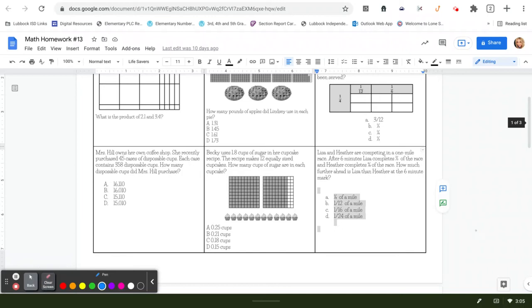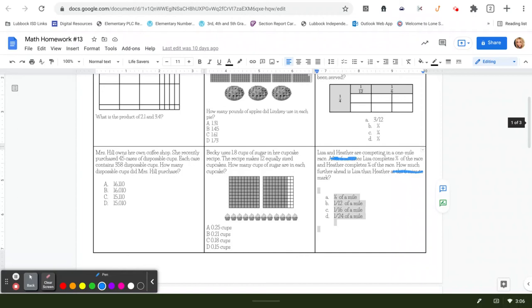Okay. Lisa and Heather are competing in a 1-mile race. After 6 minutes, Lisa completes 2/3 of the race, and Heather completes 5/8 of the race. How much further ahead is Lisa than Heather at the 6-minute mark? They're giving you a bunch of extra information that you don't need. The 6 minutes is to distract you. It does not matter that it's at the 6-minute mark. It could be the 5-minute mark. It makes no difference. How much further ahead is Lisa than Heather?